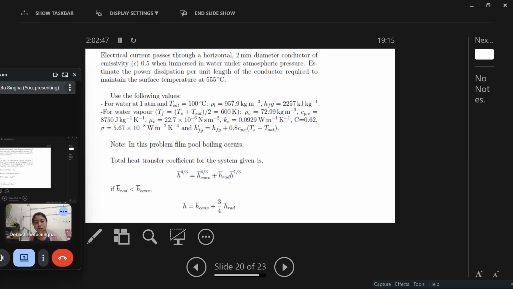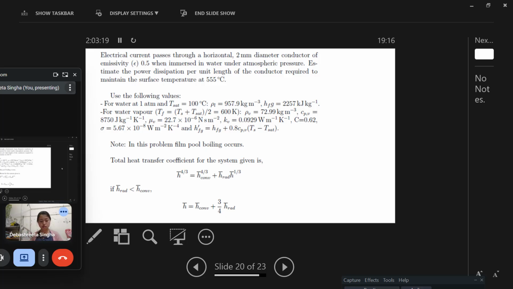An electric current passes through a horizontal 2 mm diameter conductor of emissivity epsilon 0.5 when immersed in water under atmospheric pressure. Estimate the power dissipation per unit length of the conductor required to maintain the surface temperature of 555 degrees Celsius.